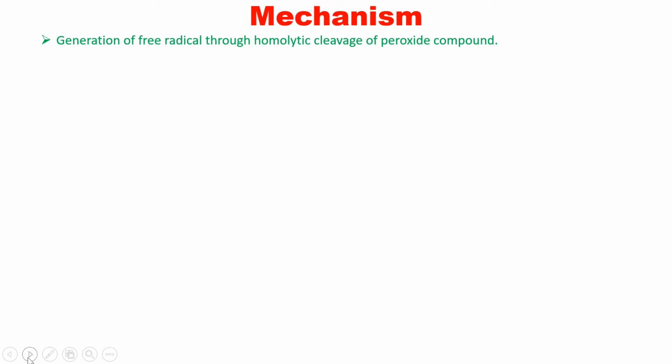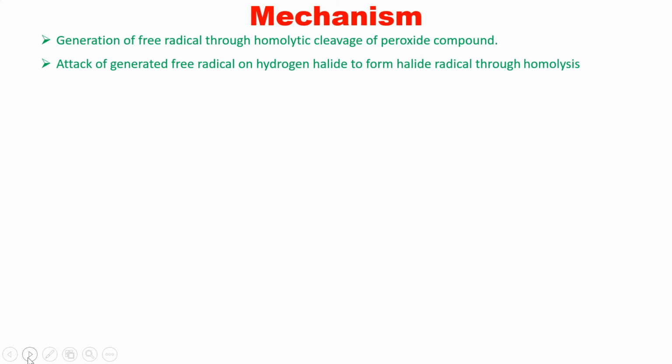Firstly, there is the generation of free radicals through homolytic cleavage. Once the free radicals of the peroxide compound are generated by homolytic cleavage, they will attack a hydrogen halide to form a halide radical through homolysis.